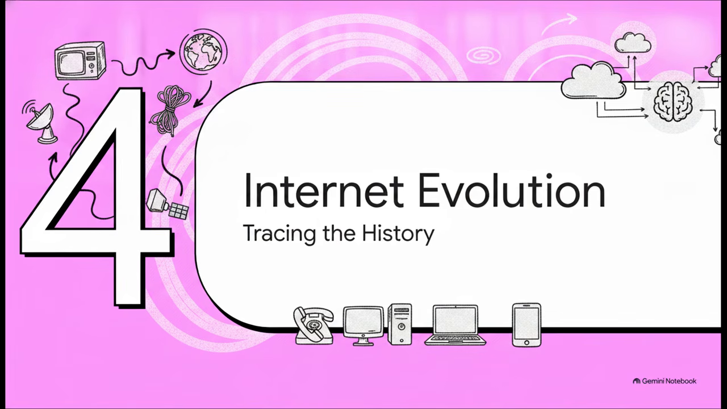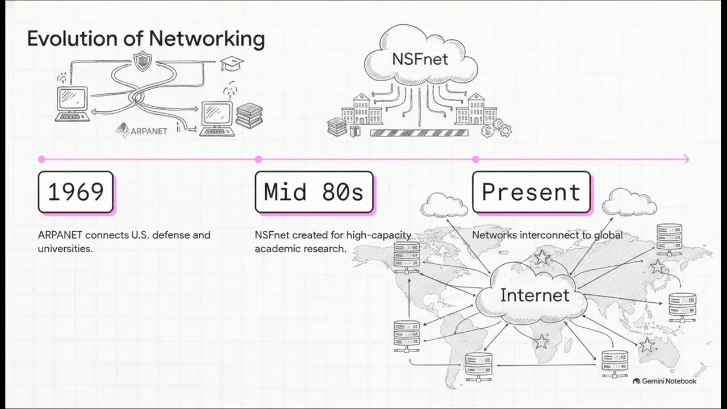So how did these isolated, physically cabled networks snowball into the global powerhouse we use today? Well, the story starts back in 1969 with a U.S. Department of Defense project called ARPANET, and honestly, their goal was just to connect computers at a few different universities. By the mid-'80s, the National Science Foundation spun up NSFNet, which was a high-capacity network strictly meant for academic research.